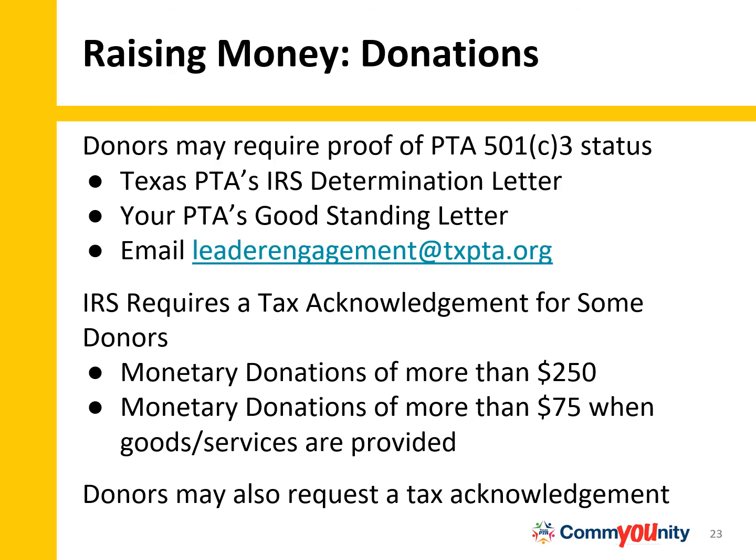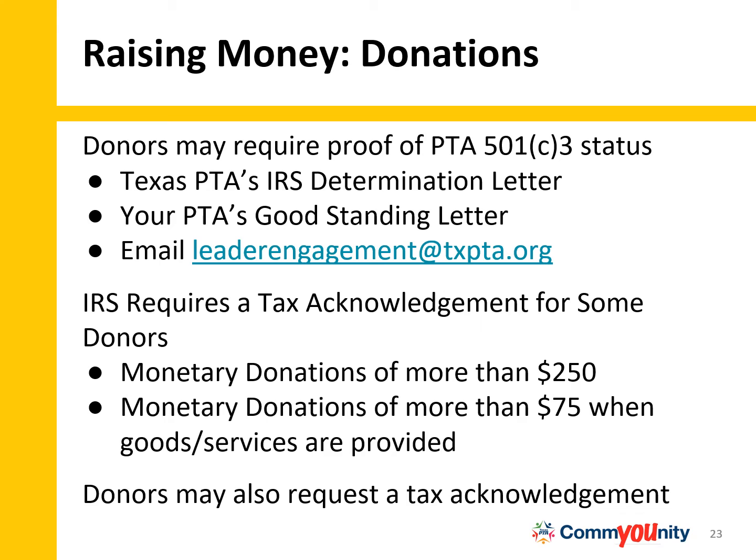Donors often require PTAs to provide proof of their 501c3 status. They often request an IRS determination letter. Your PTA does not have its own IRS determination letter since you are under Texas PTA's umbrella exemption. But if your PTA is in good standing with Texas PTA, you can obtain Texas PTA's IRS determination letter and a letter of good standing stating that Texas PTA and its subordinate units in good standing, including your PTA, are exempt from federal income tax as a charitable and educational organization. To request these items, send an email to leaderengagement@txpta.org with your full PTA name, state ID number, and your name and position.